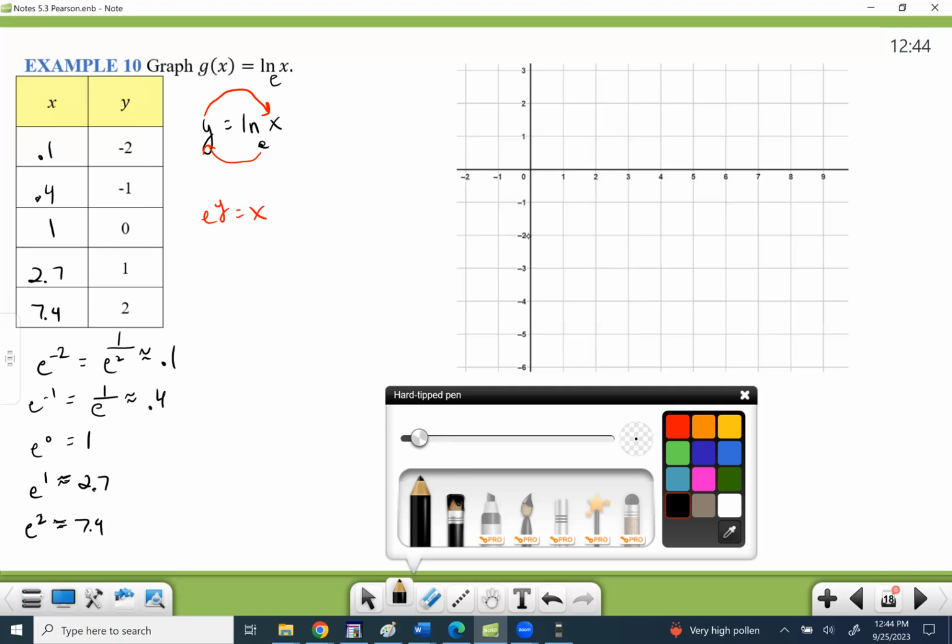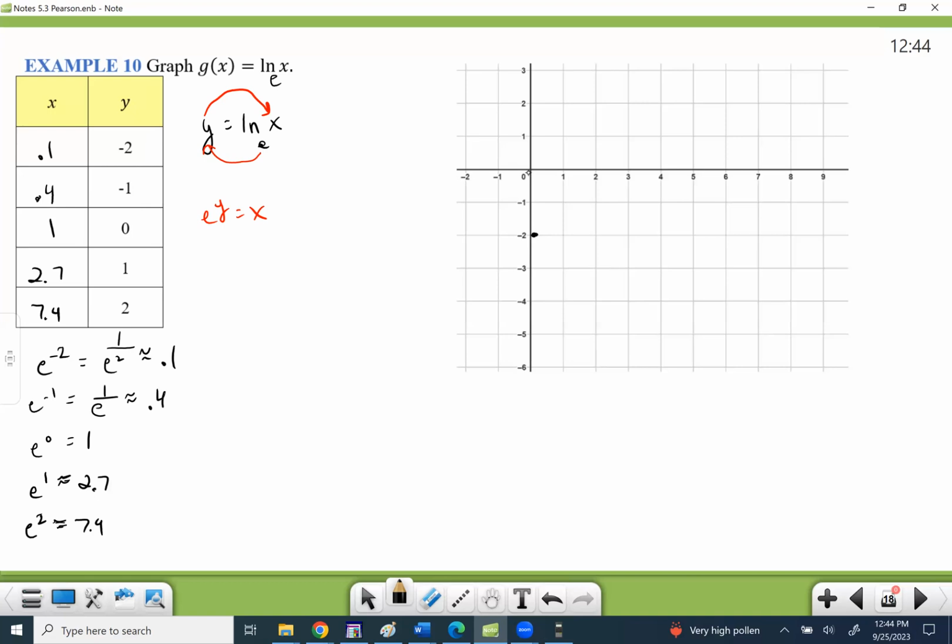0.1, -2. So like right there. 0.4, -1. 1, 0. 2.71. 7.42. All right, and we know there's a vertical asymptote at x equals 0. So there we go. There's our graph of natural log of x.